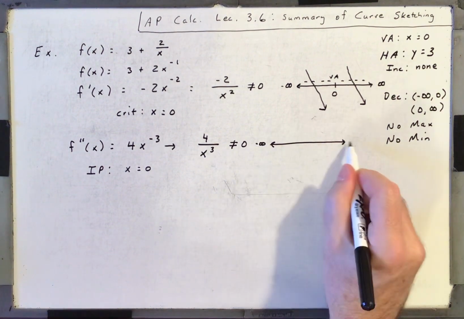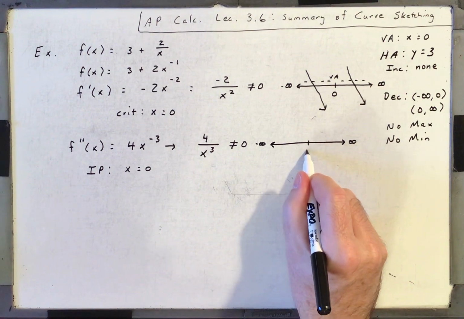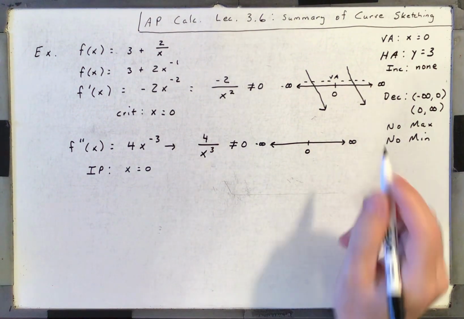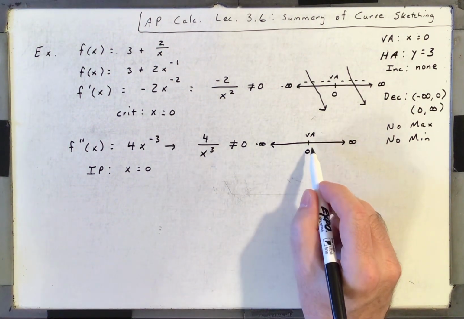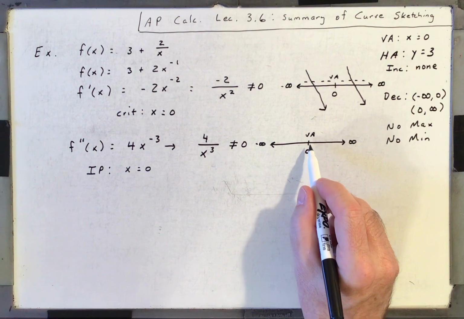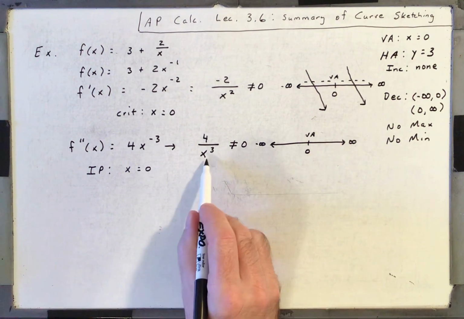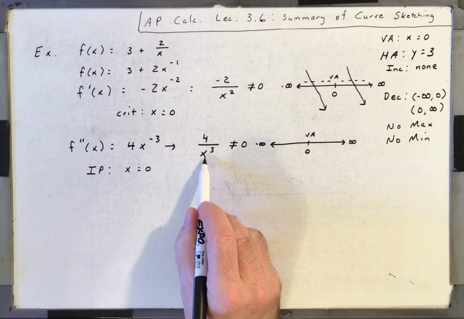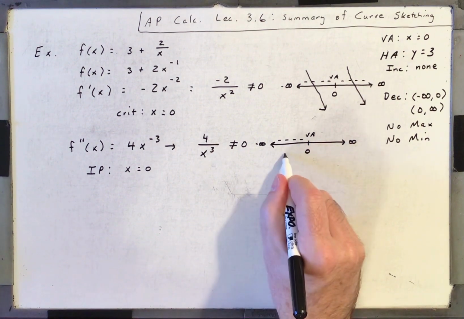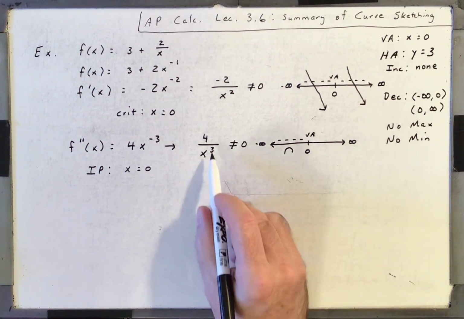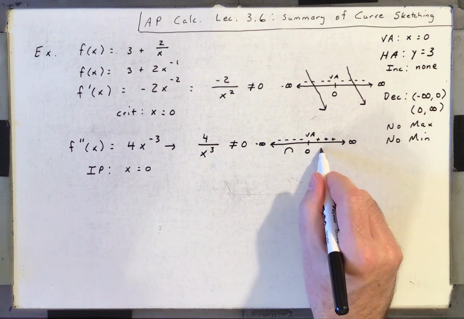Negative infinity, infinity. And put our inflection point there at 0. There's also an asymptote there, so it's going to change concavity potentially at the asymptote. Okay, so a number to the left of 0, let's say negative 1. We plug in negative 1. 4 over negative 1 cubed is negative 4, so it's negative. And we are concave down. To the right, 4 over a positive number, we are concave up.